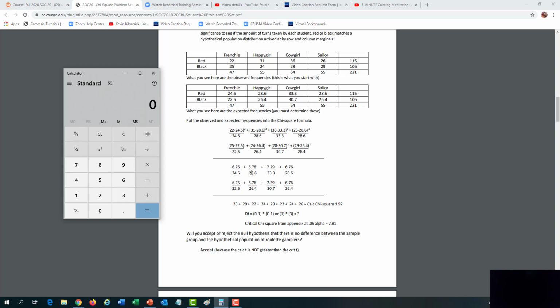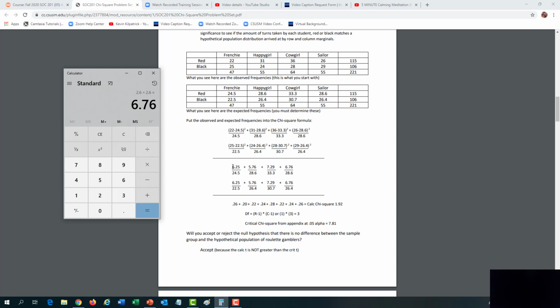Okay? So just keep doing these top parts and pull down the denominators. So for the bottom row, let's do the last one here. 29 minus 26.4 is going to give me 6.76. So let's see if that works out. 29 minus 26.4 equals 2.6, and I have to square that. So I'm going to multiply it by itself and get 6.76, and that's what I have here. Okay?